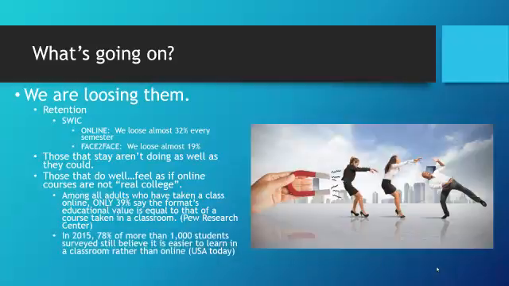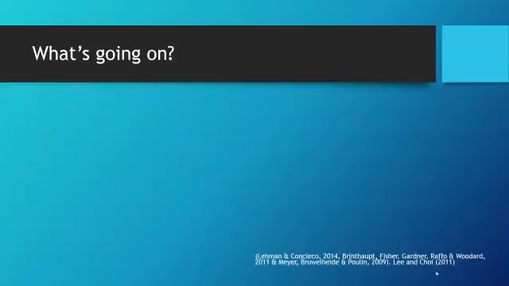In addition, in 2015, 78% of more than 1,000 students still believe that it is easier to learn in a classroom rather than online. Now that may change in the future, and maybe with some new tactics and tools that can be altered somewhat, but that's a pretty big number. So these are some of the things that we are dealing with. In addition to that, the students that do participate in our online courses struggle. They struggle significantly. And why? Why is it that they struggle?